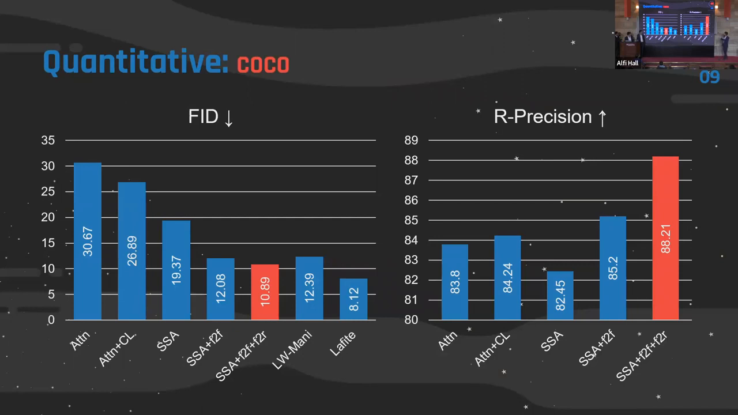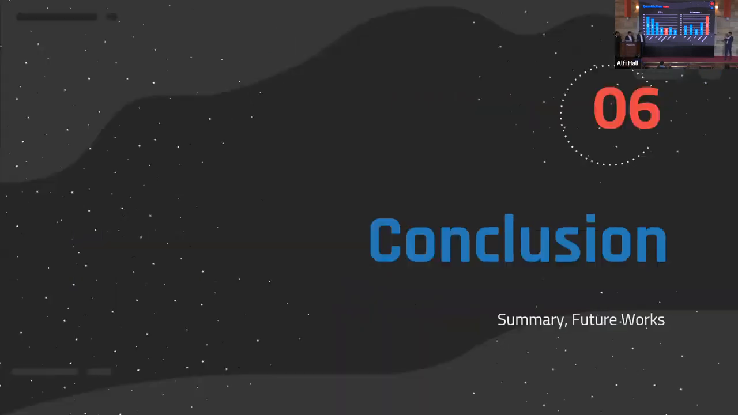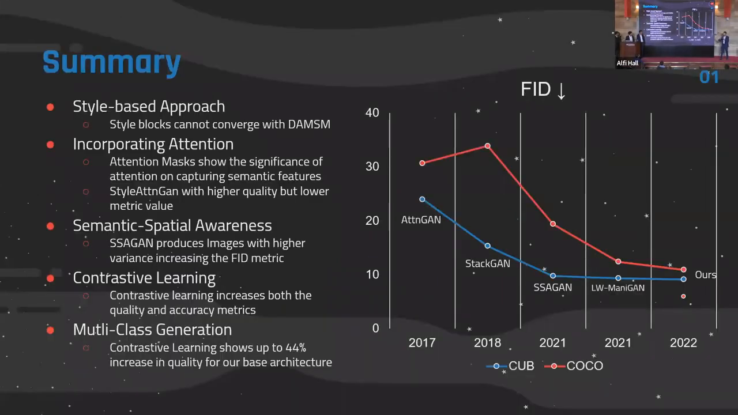And it's also worth noting that for the recaptioning or the accuracy metrics, we can see that contrastive loss had a measurable increase in the accuracy itself, either in the AttnGAN base architecture itself or the SSA plus the contrastive losses on both.